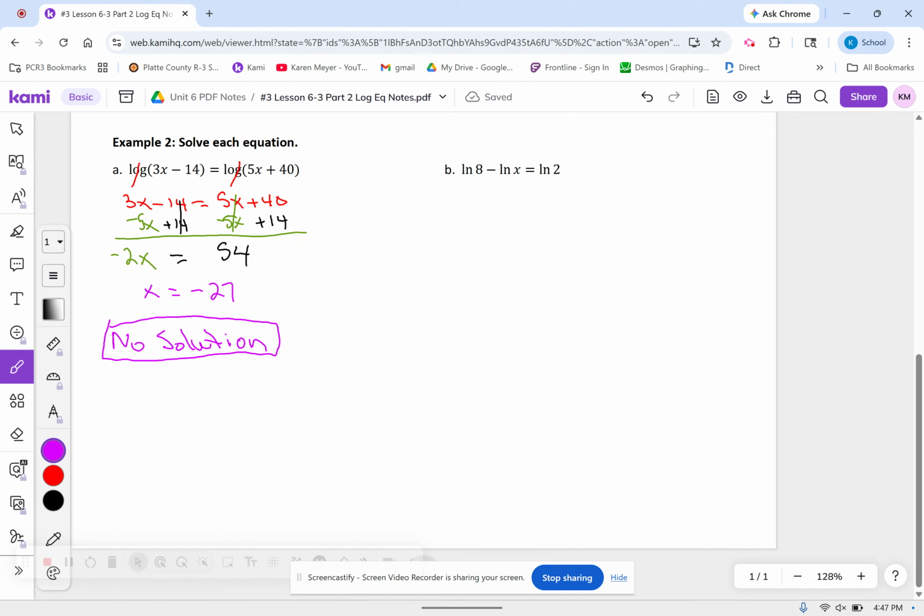Okay. Now, the next one, this one we've added another step in here because you will notice that, oh no, I have 2 ln's on one side. Okay, they will only cross off if you have 1 ln on the left and 1 ln on the right. So I need you to condense the side that has 2 ln's first. Before you can try to slice them off, I need you to condense. So here I would see subtraction. So subtraction is going to change to division.